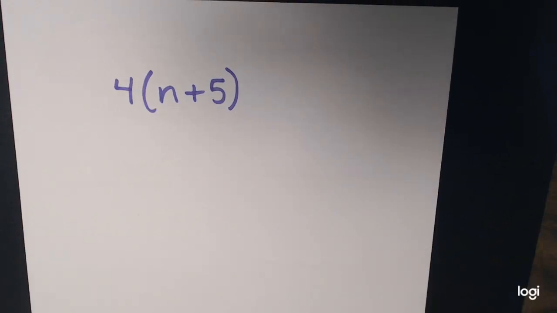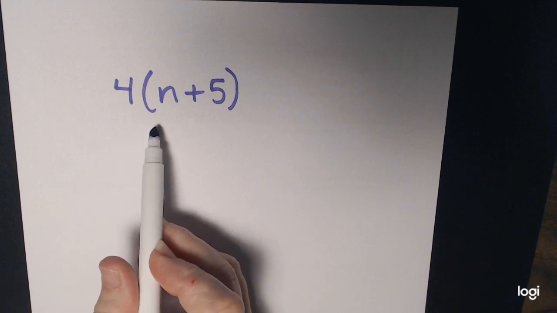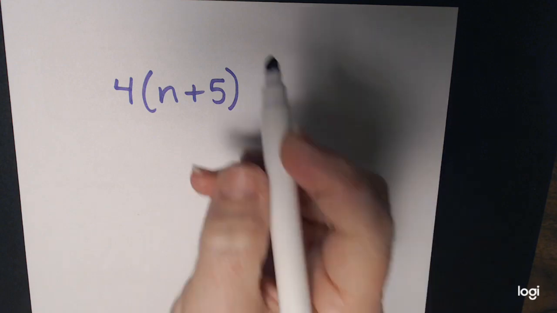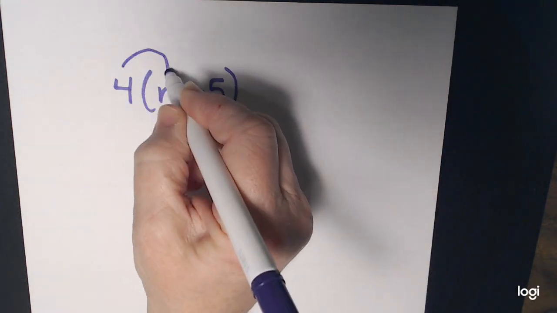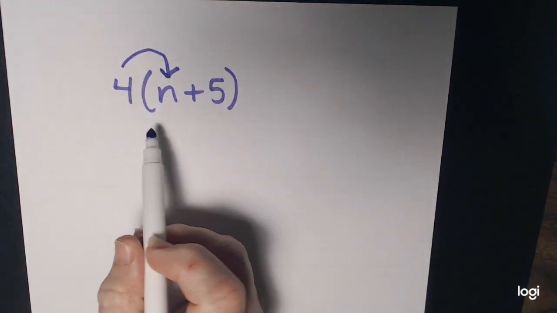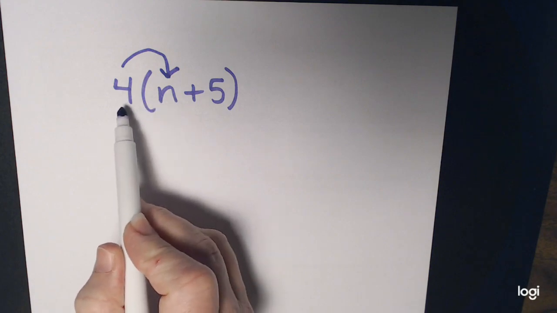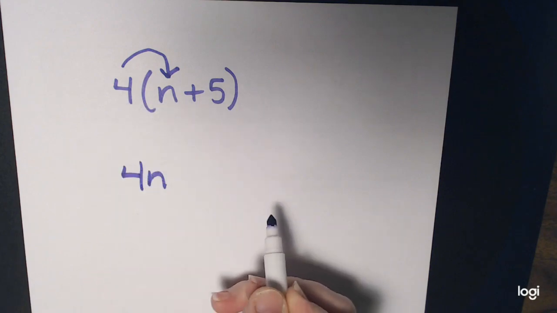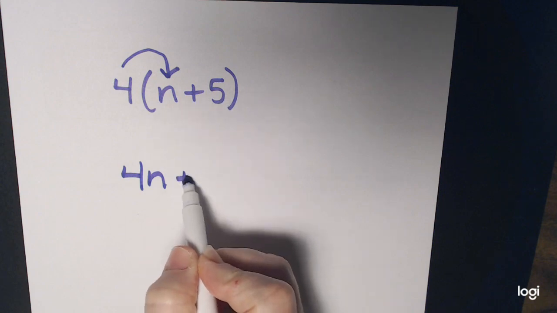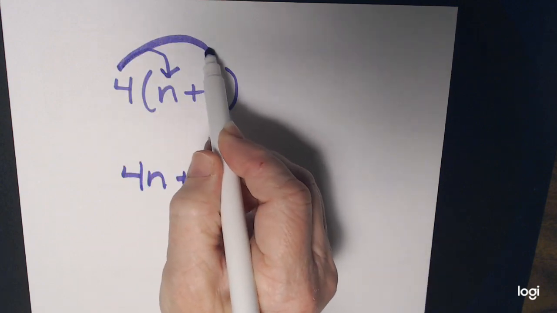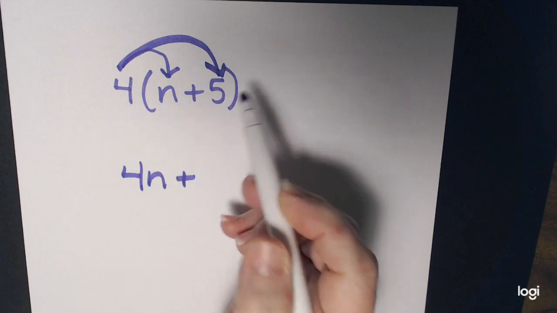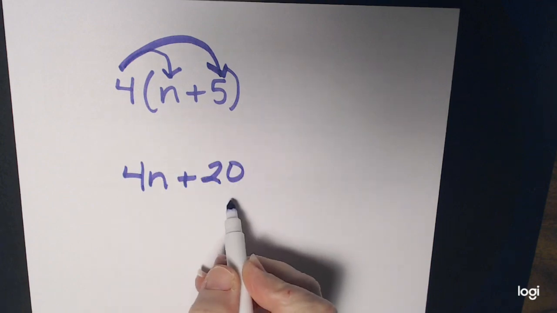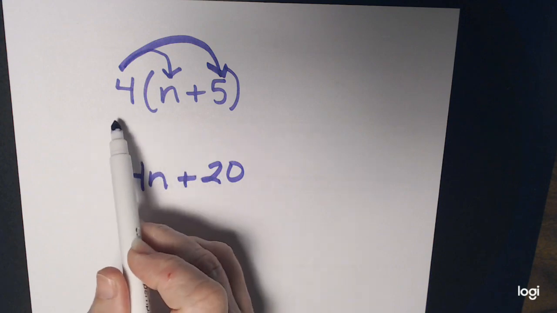Today we are going to look at the distributive property and then the answer we get from that. So for example, we did some arrows and we know that that arrow means multiply. 4 times n is 4n. We keep our plus. Then we distributed and we said 4 times 5 is 20. And so this was the final answer that we got after we distributed.